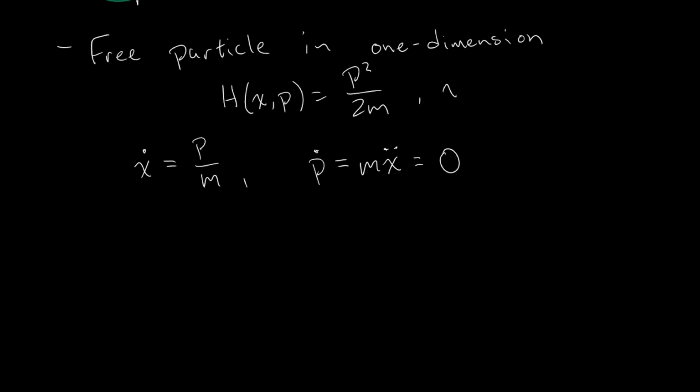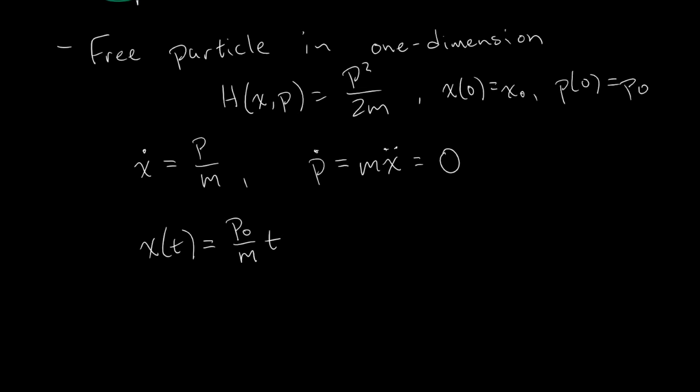If we again say that x of 0 is equal to x naught, and p of 0 equals p naught, then this system of equations is fairly straightforward to solve. And we just get x of t equals p0 over m t plus x naught. And then p of t is p naught, which of course we know because momentum is conserved in this case.